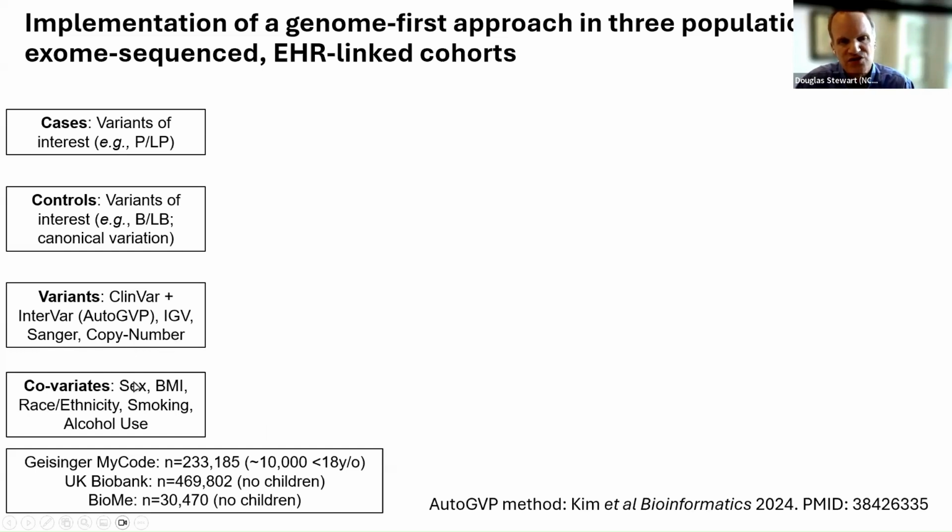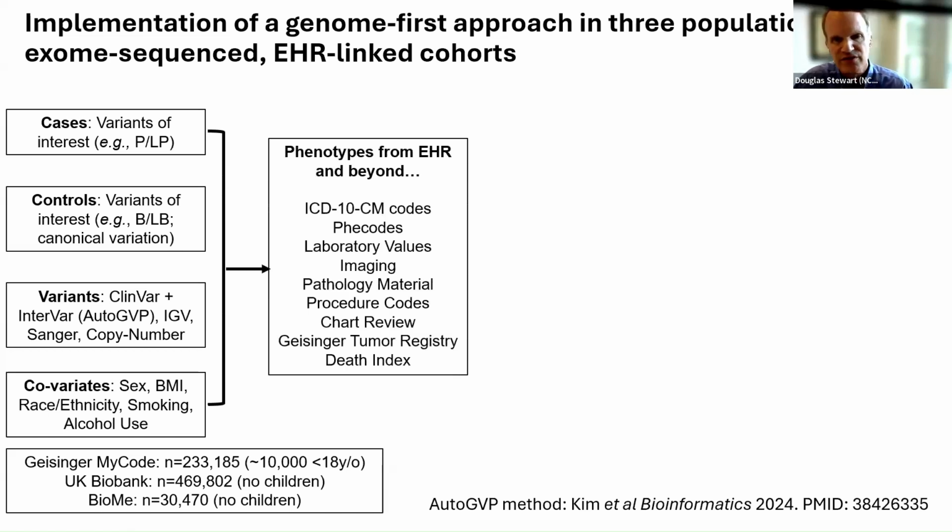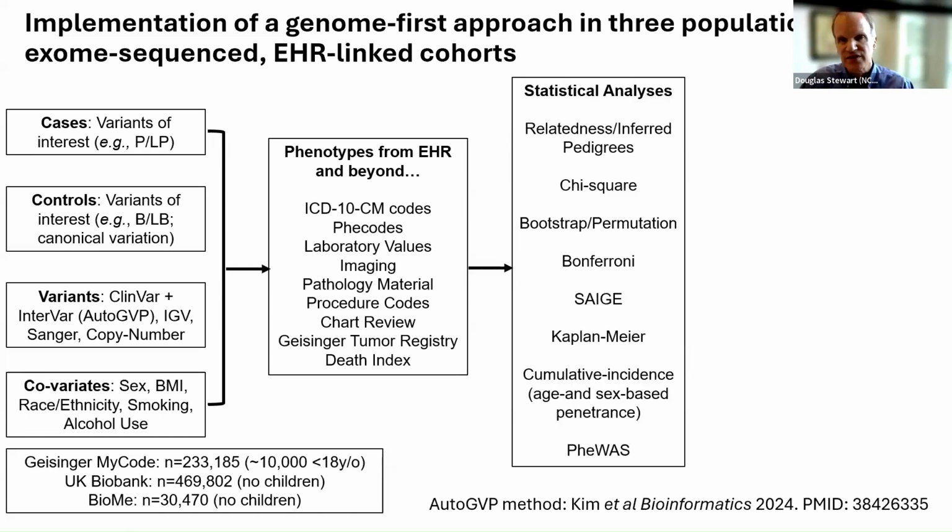And then in our work, again, trying to use epidemiology to the greatest extent possible, consider the important epidemiologically relevant covariates. And so we pull the phenotype from the EHR. These are all, I think, very familiar to this group: ICD codes, lab values, imaging, procedure codes. We have used chart reviews by both genetic counselors and by physicians. Geisinger has a tumor registry that was set up in 1943, and so that's a wonderful resource for our work. And then, of course, there's the death index.